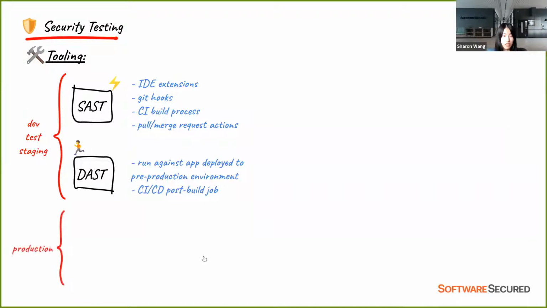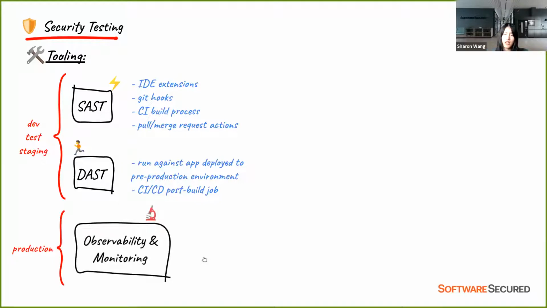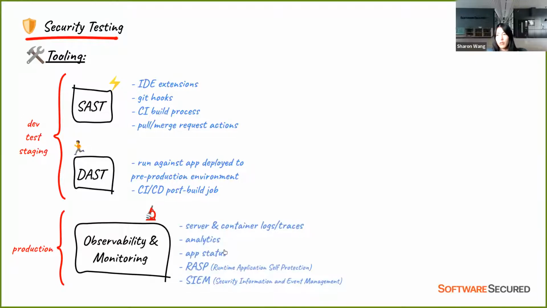And speaking of runtime, we'll have our running app in production at some point. And so we'll want to set up some observability and monitoring tools that will help us look into our server and container logs and traces. We can also use analytics that can give us some insight into what our users are doing, and whether there are certain paths that we need to pay attention to more. We can get a sense of our app status by looking at whether errors are occurring or there are failing requests. And then there are some other tools we can look into.